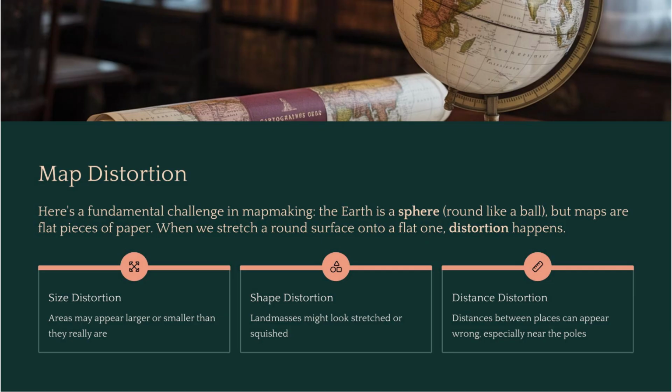Here's a big problem map makers face. The Earth is round, but a map is flat. Try peeling an orange and laying the peel flat. It tears and stretches, right? That stretching on maps is called distortion. Because of distortion, things on a flat map don't look exactly the way they do on a globe. Areas near the poles, like Greenland and Antarctica, often look much bigger than they are in real life. That's why we use different kinds of map projections, each one trying to reduce the distortion for a specific purpose.